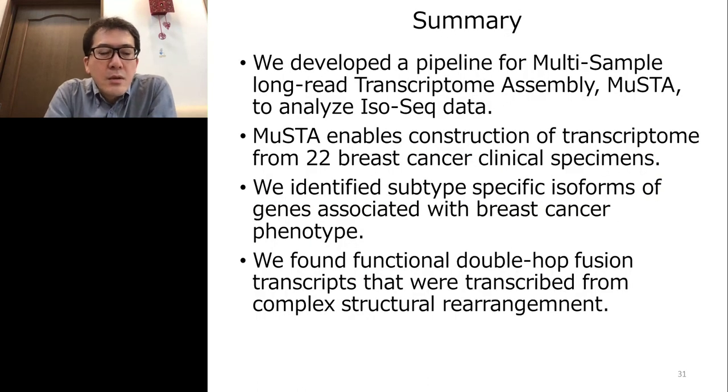So in summary, we developed a pipeline for merge sample along with transcriptome assembly, MUSTA, to analyze Iso-Seq data. MUSTA enabled construction of a transcriptome from 22 breast cancer clinical specimens. And we identified subtype-specific isoforms of genes associated with breast cancer phenotype. And we also found a functional double hop fusion transcript that was transcribed from a complex structural rearrangement.